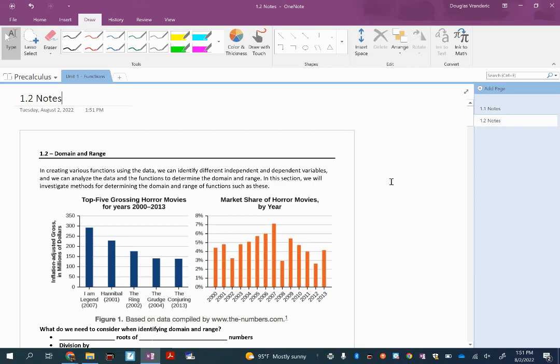Over 1.2 domain and range. And similar to my introduction in the previous video, the nice thing is that you've pretty much been talking about this stuff for many years now. So hopefully this will feel very much like a review type of lesson.